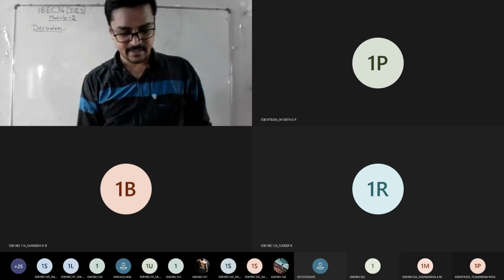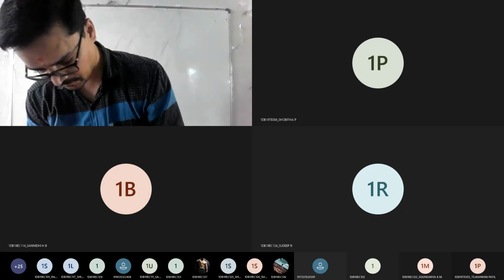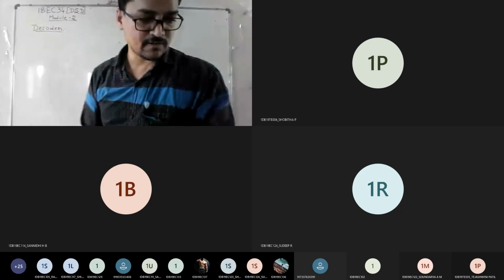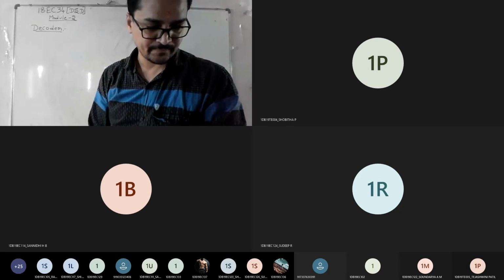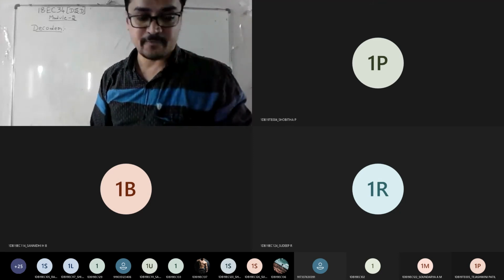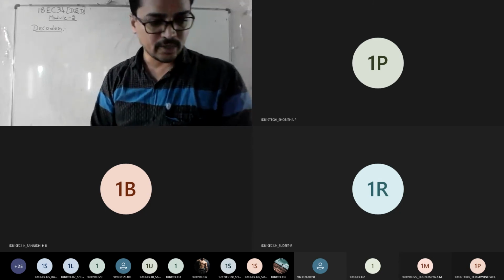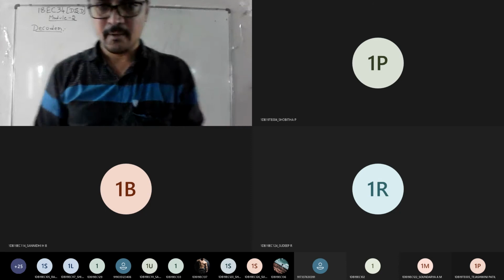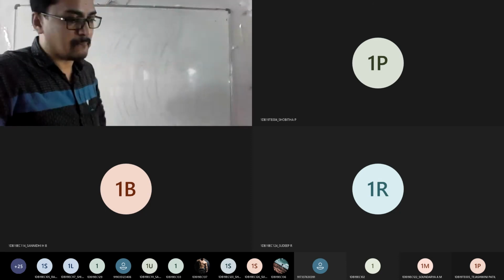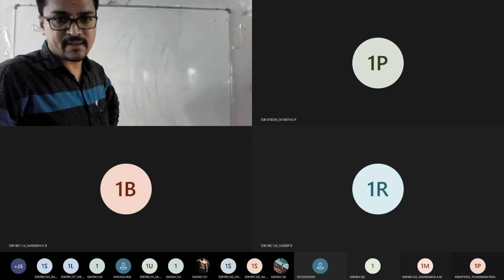Okay, go for the next heading, everyone. Write the heading name as realization of multiple output function using binary decoder. I'll repeat: realization of multiple output function using binary decoder.